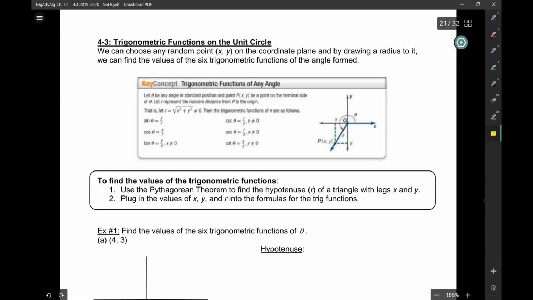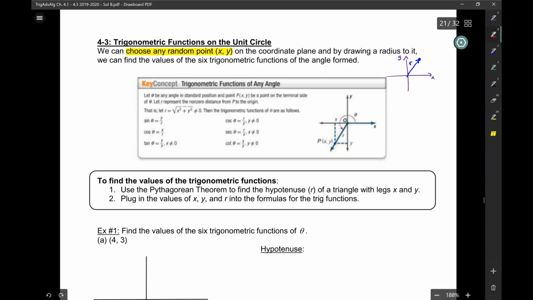So suppose you were to choose any random point with coordinates x, y, and if you draw a radius to it, then you've made an angle. What do I mean by that? So suppose here is x and y, your two axes, and now if there was a point right here, I can draw a radius to it, and I can call that r.